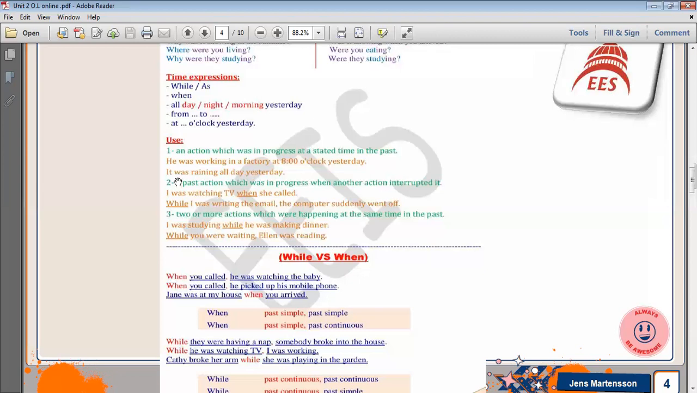I also can use all, like all day yesterday. It was raining all day yesterday. It was a continuous action in the past. Now let's take a look at number two. A past action which was in progress, which was continuous, when another action came and interrupted it.